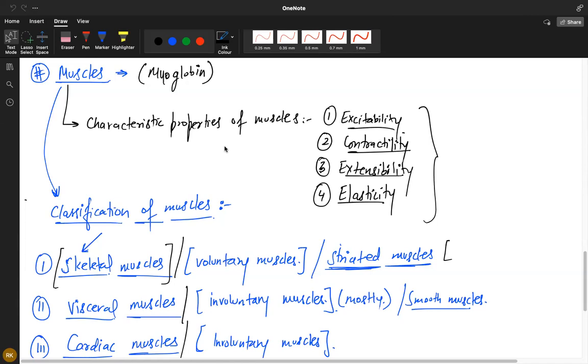Where are skeletal muscles found? Bones. Yes, so write down: skeletal muscles are found attached to bones or the skeletal system of the body.